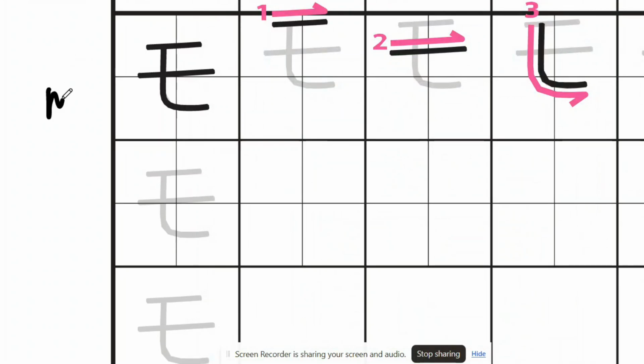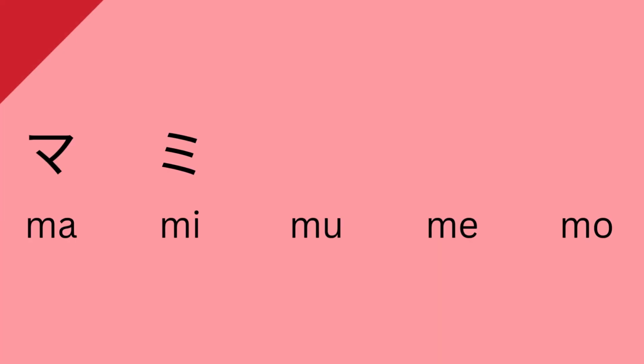This is mo. So this character has got three strokes. The first stroke is like this, the second stroke is like this, and the third stroke is like this. I'll show it again. The first stroke is like this, the second stroke is like this, and the third stroke is like this. This is mo. Ma, mi, mu, me, mo.